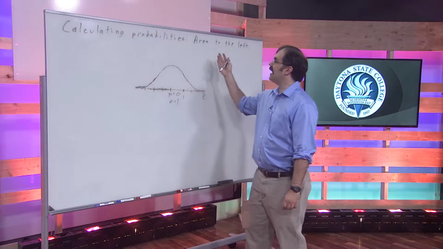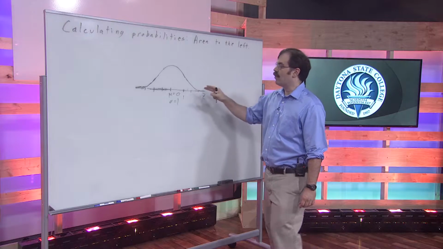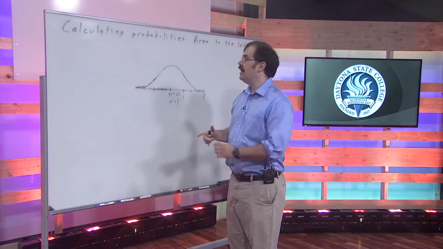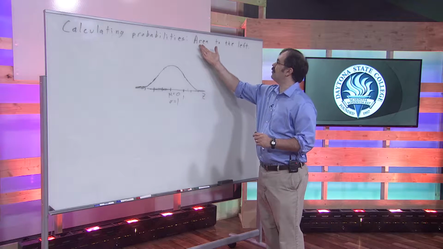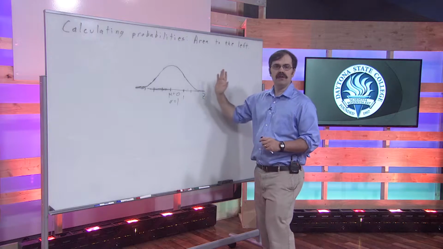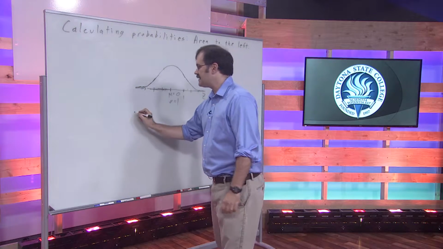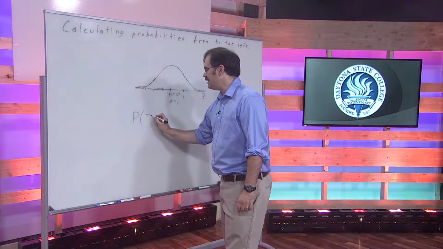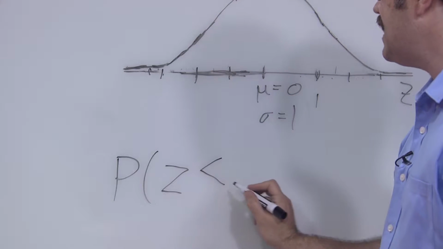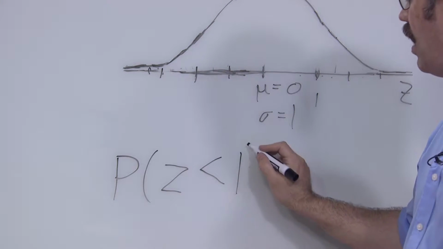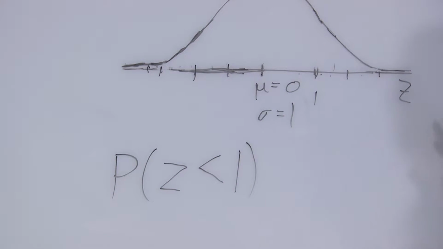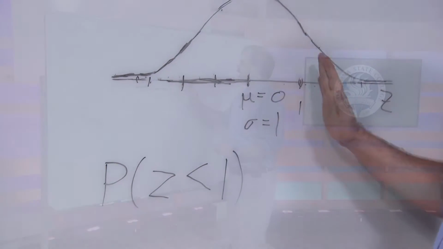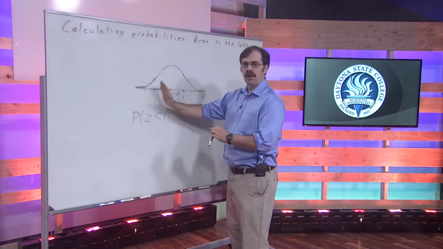We're going to talk about calculating probabilities for the standard normal distribution. And we're going to start off by talking about when we have areas that go to the left. What we're going to be asked is something that looks like this: What is the probability that a z-value is less than some number, like say 1? And what that really means is, what's the probability of getting a z-value less than 1?